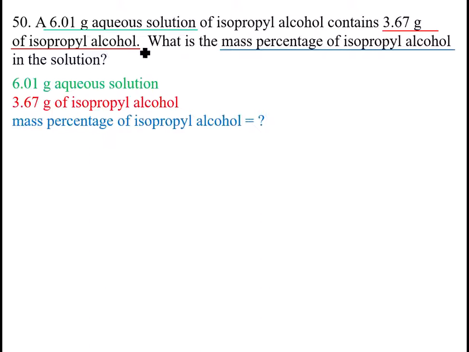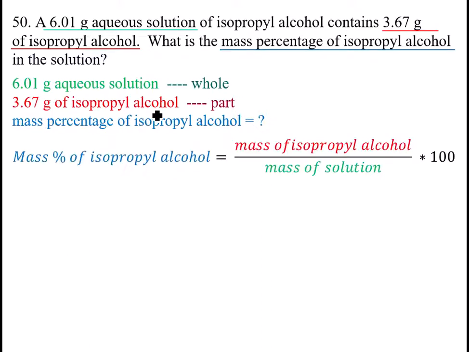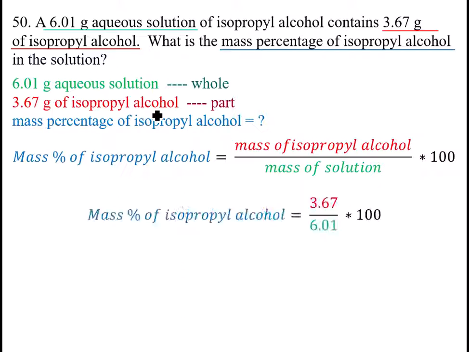Because this is the mass percent of A, this has to be the mass of A. So the aqueous solution is the whole, the isopropyl alcohol mass is the part. Then I simply plug it into the formula: the mass percent of isopropanol is the mass of isopropyl alcohol over the mass of solution times 100. I plug my numbers in, 3.67 divided by 6.01 times 100, and I get 6.11%.